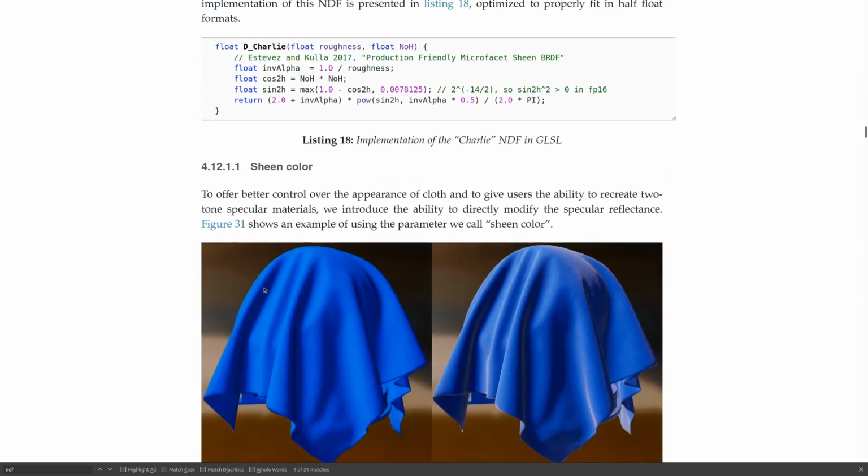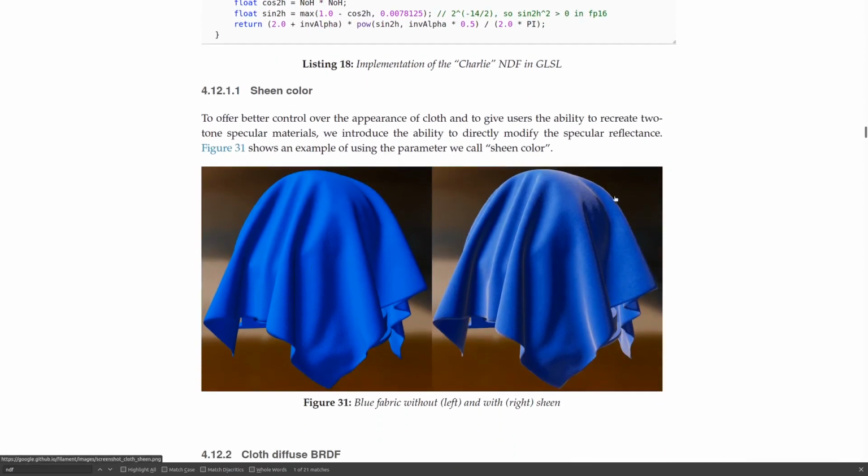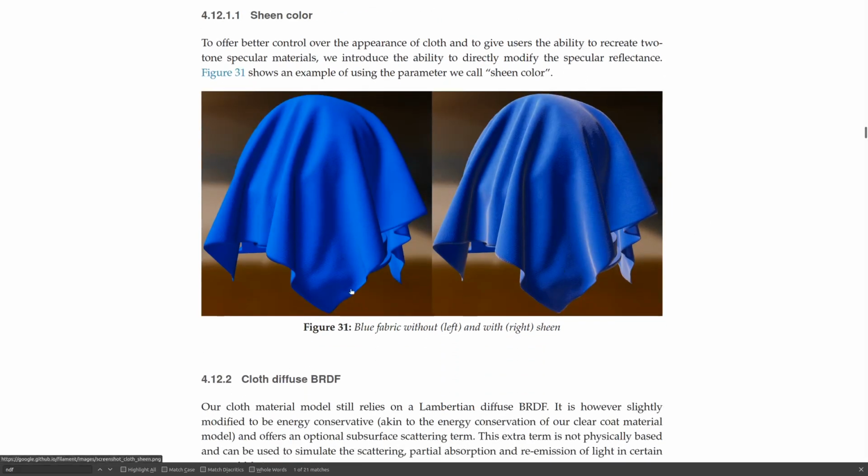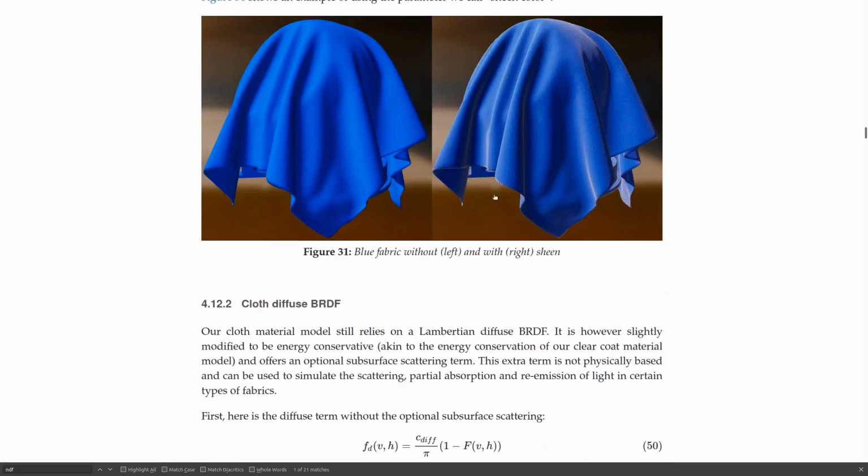Okay, so the sheen color, so we're looking at these highlights for better control of the appearance of cloth and give users the ability to recreate two-tone specular materials. We introduce the ability to directly modify the specular reflectance. This figure shows an example of using the parameter we call sheen color. So yeah, this is something that comes in close to what would be a grazing angle, I guess. So almost like a Fresnel term.